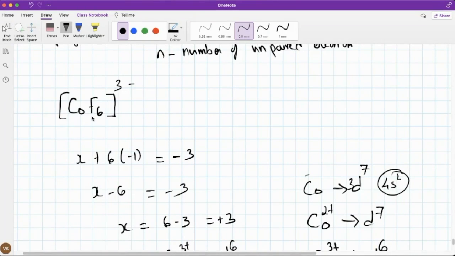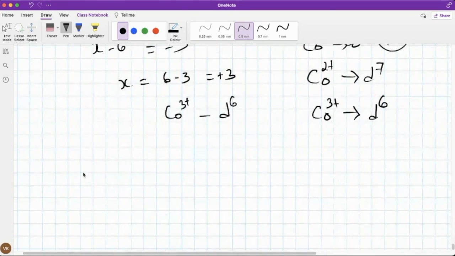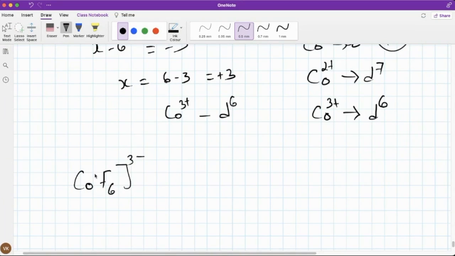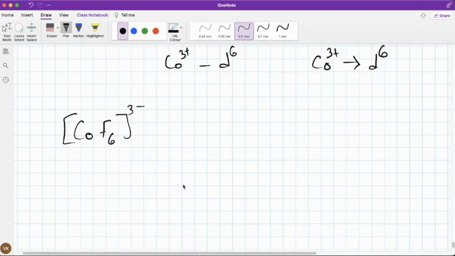Whether it's octahedral or tetrahedral, students? Octahedral. Okay, so you have cobalt F6 3 minus, which is octahedral. So you can also calculate the CFSE for this. That is also a good practice. Let's say d6.